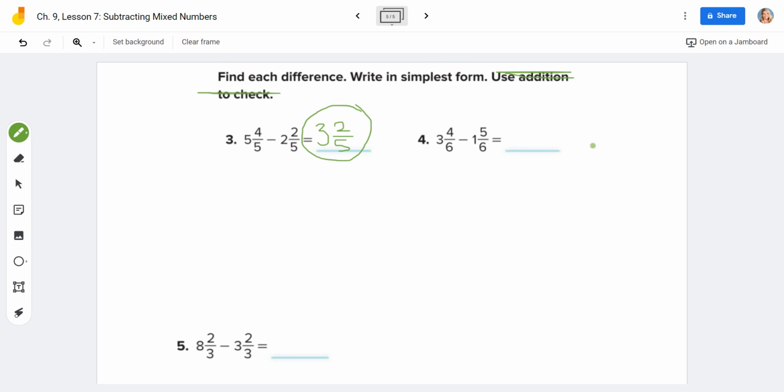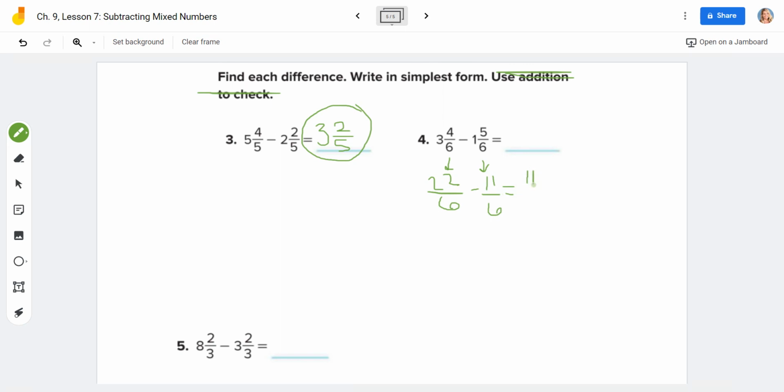All right, let's go over here to number 4. Check and make sure, since we're subtracting, make sure your biggest whole number comes first. It does. Then check and make sure your largest numerator comes first, and it doesn't. So I'm going to make both of these mad. 6 times 3 is 18, plus 4, 19, 20, 21, 22. 6 times 1 is 6, plus 5 is 11. So I get 22/6 minus 11/6.